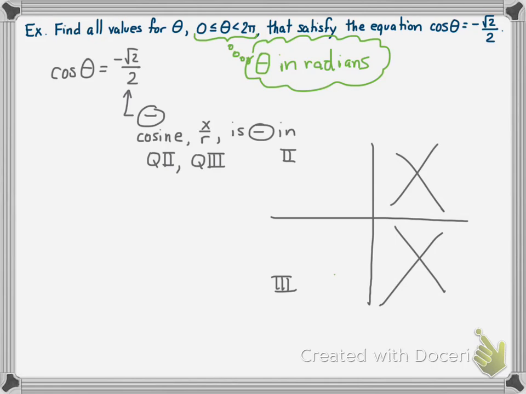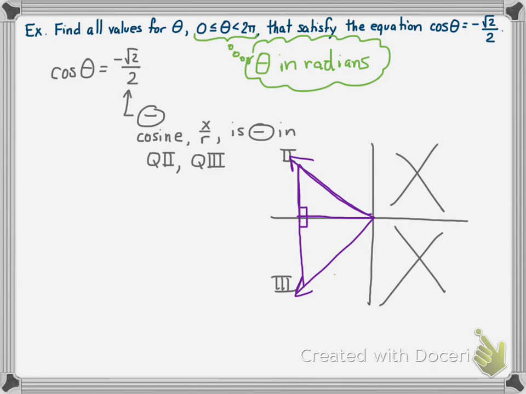Alright, so I don't know what the angles are, but I'm going to go ahead and draw them. Here they are. Here's one angle in quadrant 2. Here's an angle in quadrant 3, and I'm going to create the two triangles there. So I've got one triangle in quadrant 2 and a second triangle in quadrant 3.